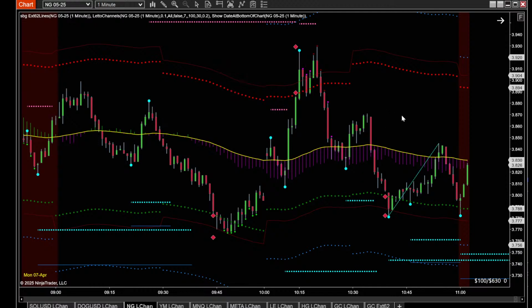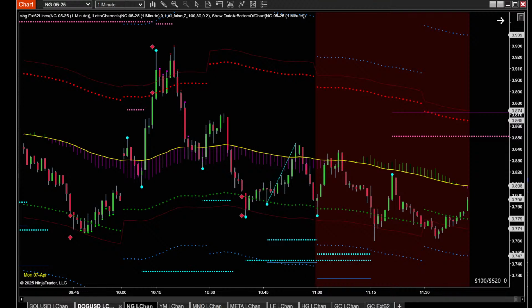There's other better trades. Here we're overbought. We get our red diamonds printing. We could technically have gone short right here and exited right there for a $280 gain.